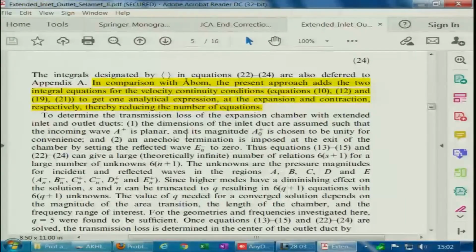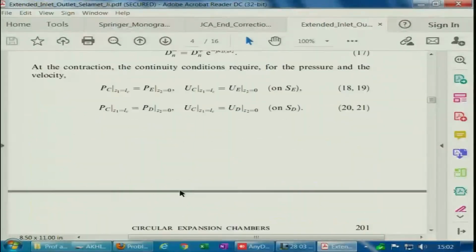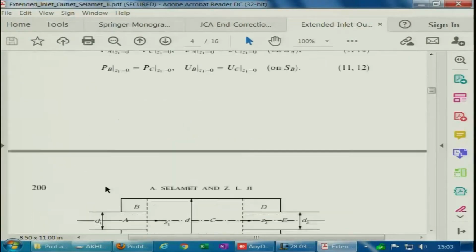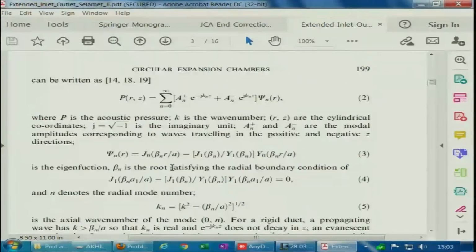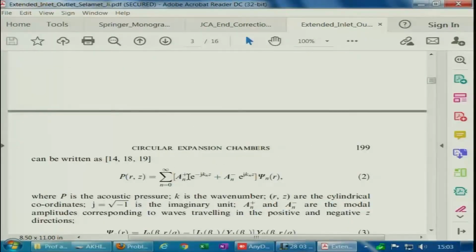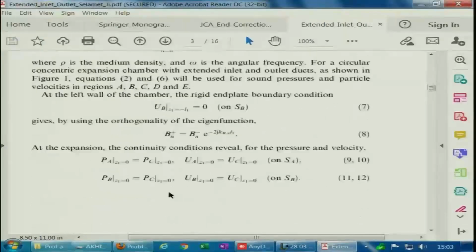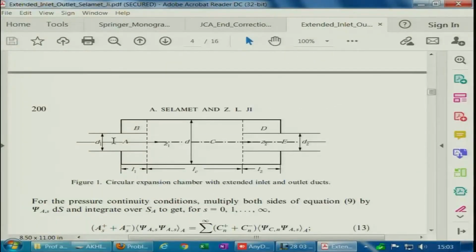So, we are solving everything in terms of A plus. One thing that I must clarify here, which is very important, is that we are considering excitation by only the planar wave. So, A n plus, where n equal to 0 gives you the planar wave mode, and there will be no excitation in the inlet port for the other modes.